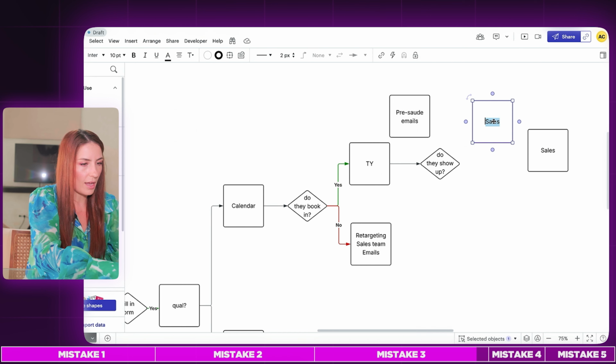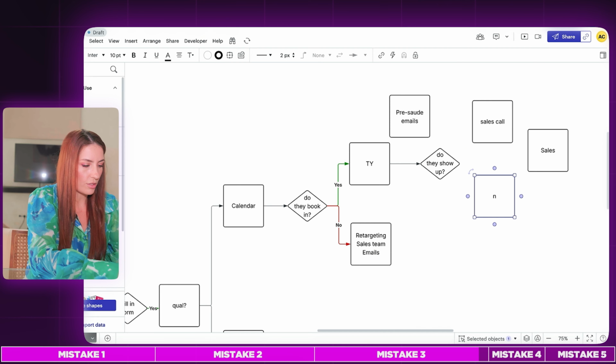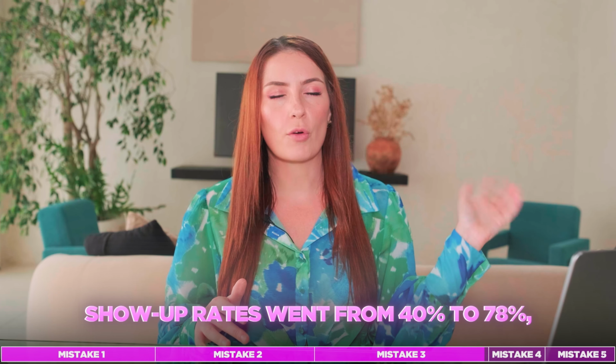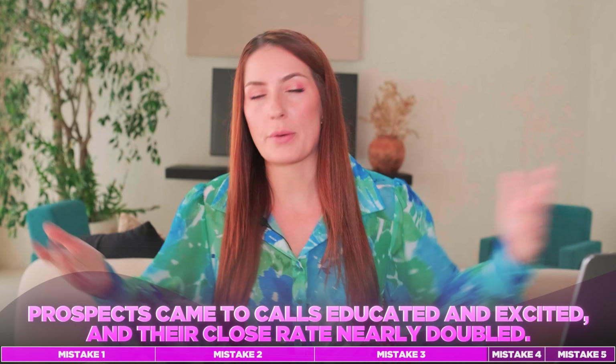Do they show up? Yes, sales call, no show flow. And sales team needs to actually do their job. Boom, right? Now we know what every single touch point is. So anyway, once you do this and over time, show up rates went from like 40% to like 78, give or take, and their close rates nearly doubled because they were talking to better people.